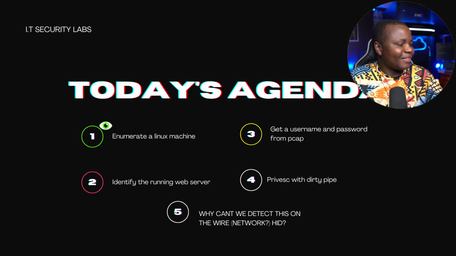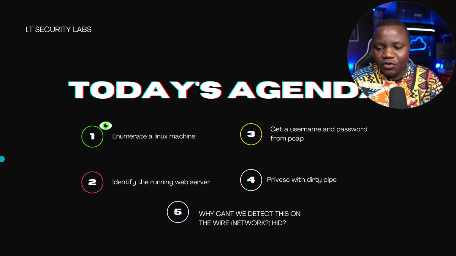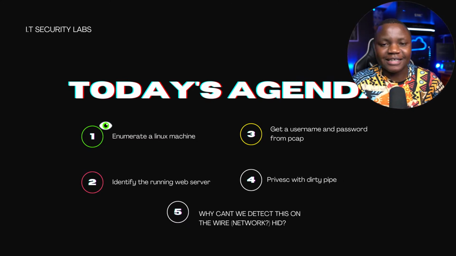Yeah, so today we're going to enumerate a Linux machine. We're going to find out what services are running on it. Then we'll identify that there's a web server there. We'll find a username and password on that machine. Then, of course, we'll do some privilege escalation using Dirty Pipe. So all this is going to show us Dirty Pipe.